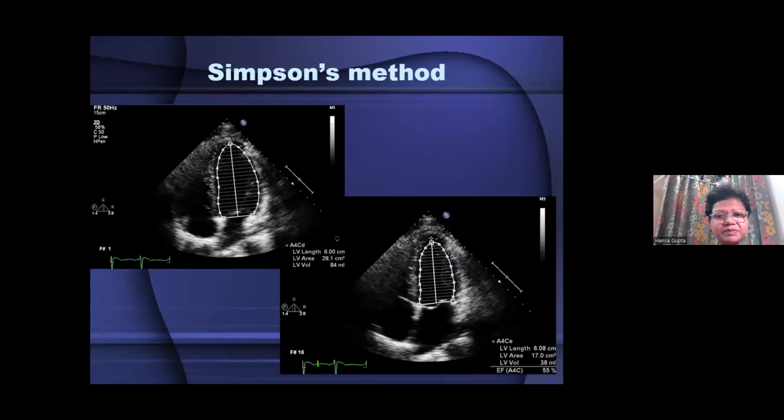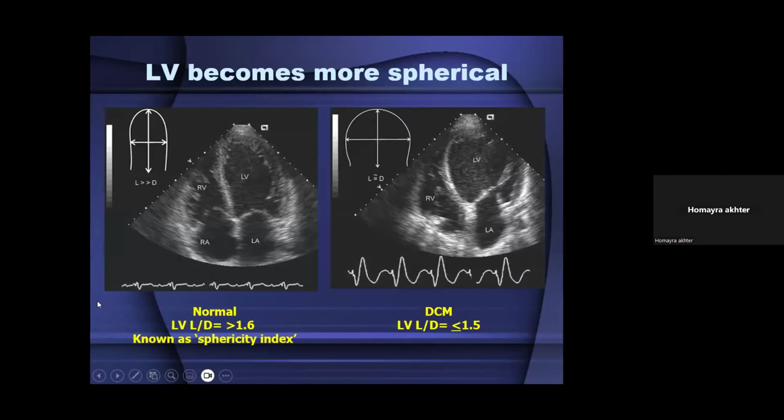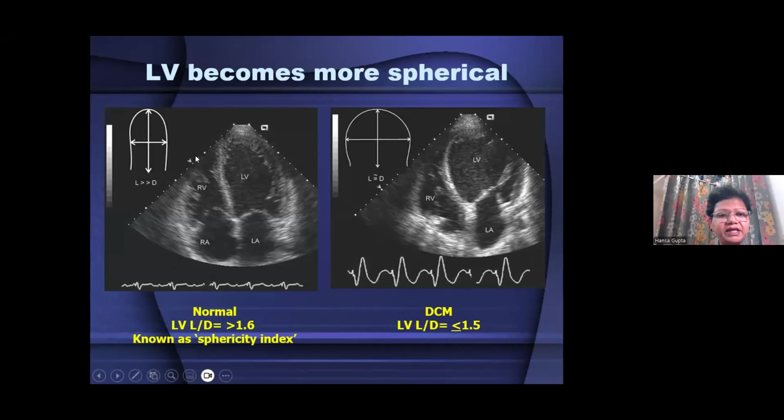This is just a slide showing the Simpson's method for assessing the LV function. The eyeballing, of course, all depends on your experience. Now, this is an important index which one must remember while evaluating DCMP, which is the sphericity index. You can see here in the 4C, this is the long axis, the major axis, and this is the minor axis. From here till here, you will measure the long axis, and then from here to here, the minor axis. Normally, the long axis is much more than the minor axis, and the ratio, if more than 1.6, is the normal index.